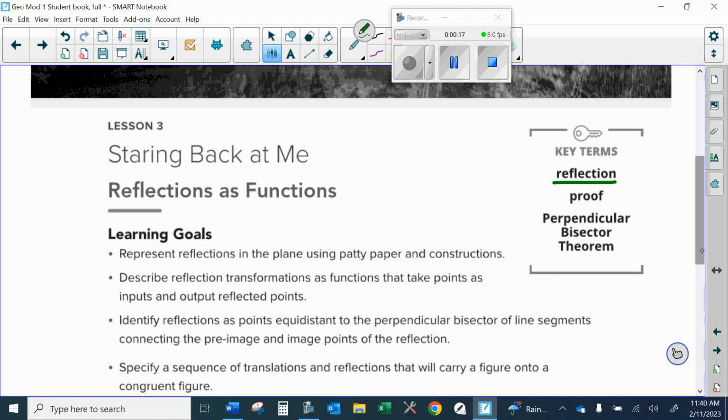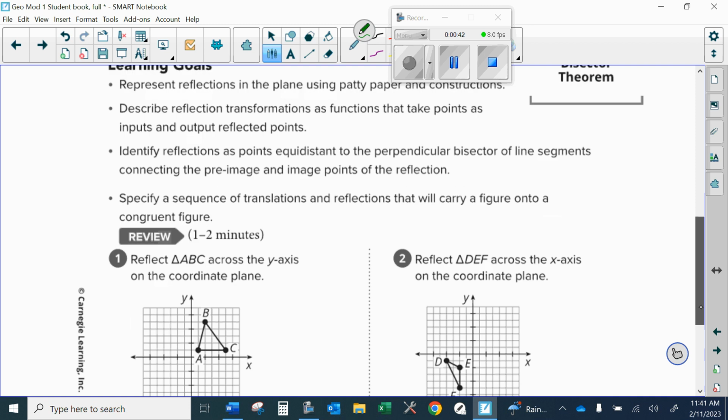Now reflections. Remember, we've got reflections, translations, and rotations that are our isometries, also called rigid motions, and they are congruent. And remember, congruent means same size and shape. So whenever I move them, and remember that's the pre-image of the first one, it ends at an image, they better be the same size and shape when we're done.